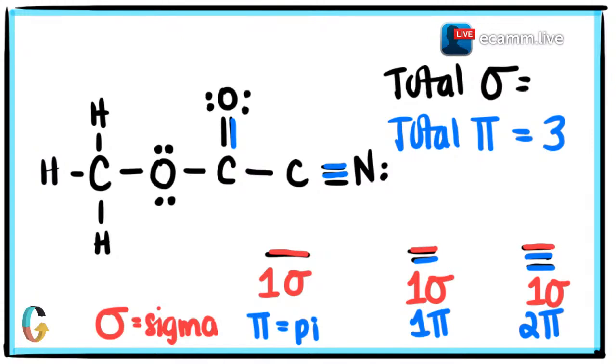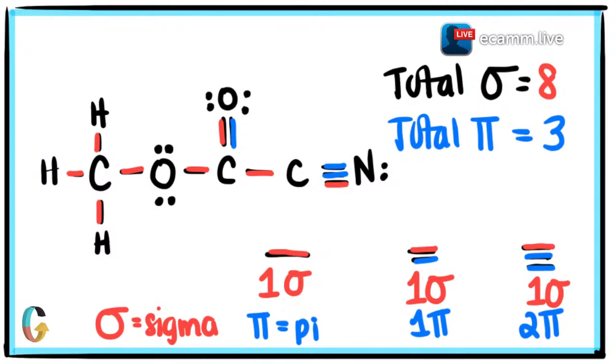Okay, Lexi says five. Yara says seven. Ooh. Let's see. One, because remember, all single bonds are sigma bonds. There we go. So we've got one, two, three, four, five, six, seven, eight. Ah, there's eight. So we've got eight sigma bonds and we have three pi bonds.